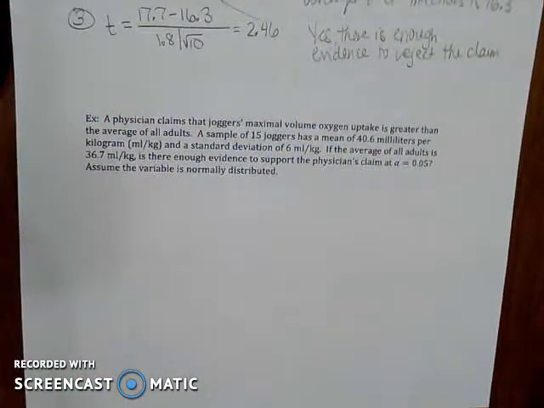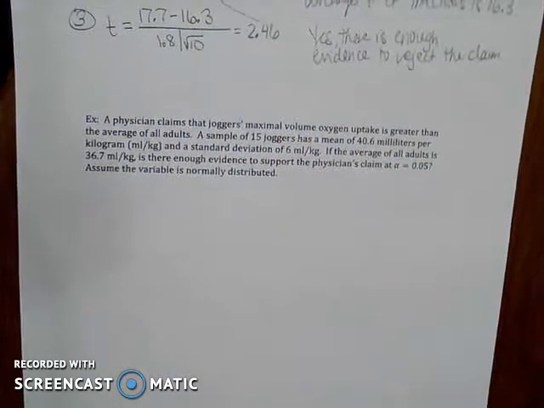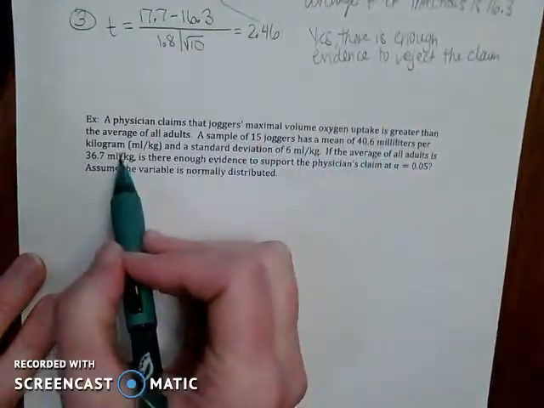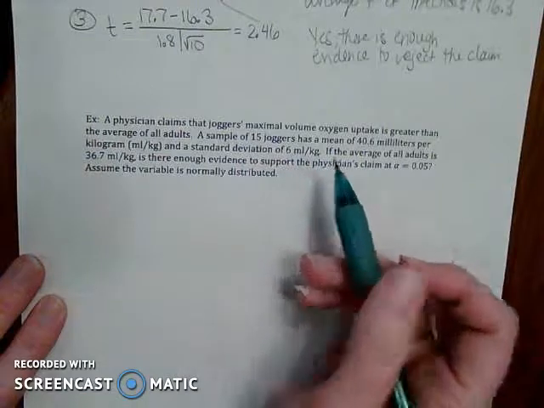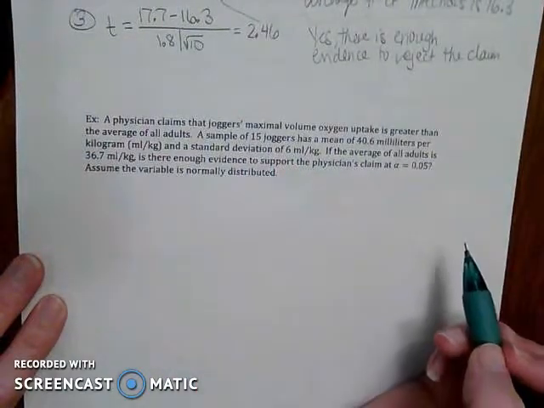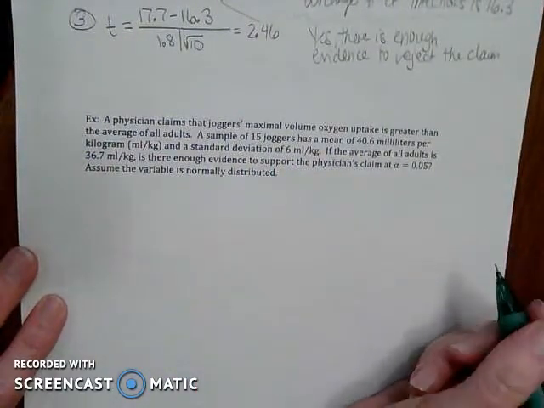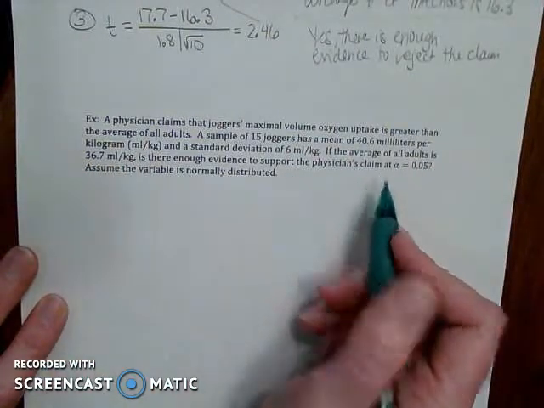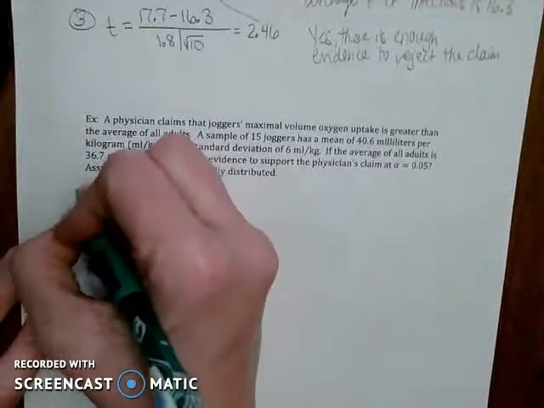A physician claims that a jogger's maximum volume oxygen uptake is greater than the average of all adults. Sample of 15 joggers had a mean of this and a standard deviation of this. So again, it doesn't say population in there. That's why we have to use 8.3. It says the average of all adults is this. Is there enough evidence to support the claim at alpha equals 0.05?